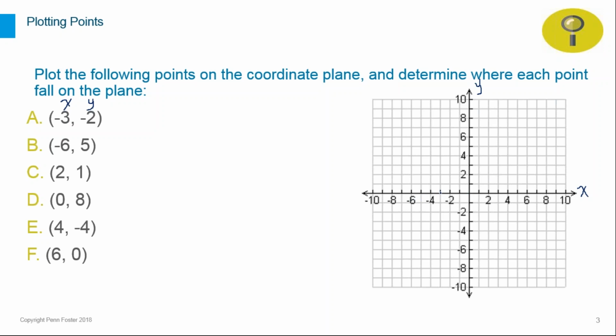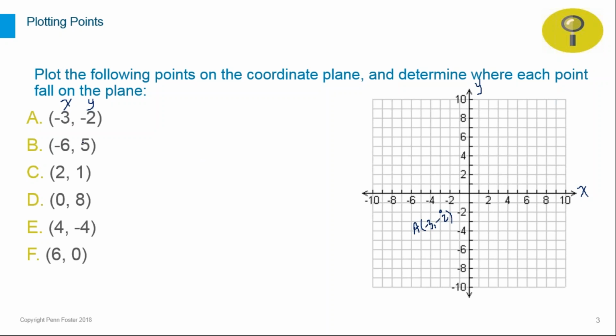This is not our point yet because we have to go either up or down depending on the y coordinate that we have. Since the y coordinate is a negative value, we will find the -2 on the bottom part of the y-axis. So far, we are at the -3 on the x-axis, and then we have to go down to the -2. That will label the point A, and then we can give the ordered pair again just to signify this point as -3 and -2.